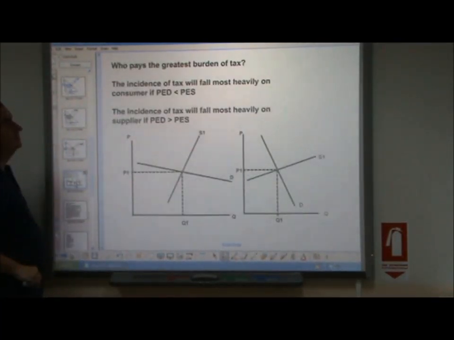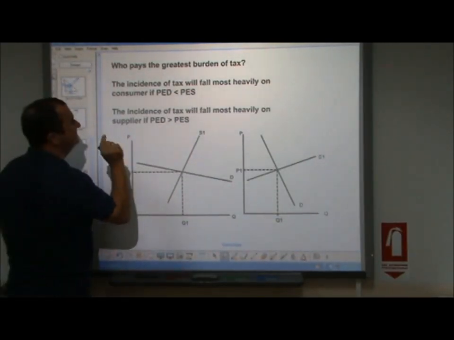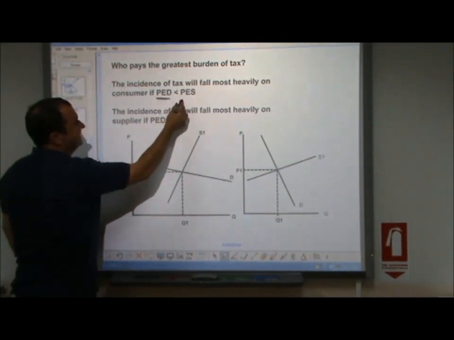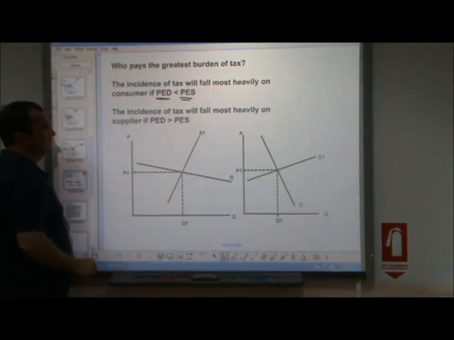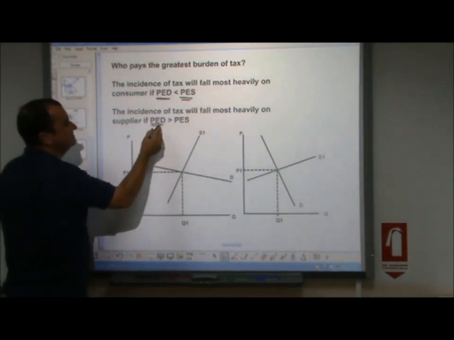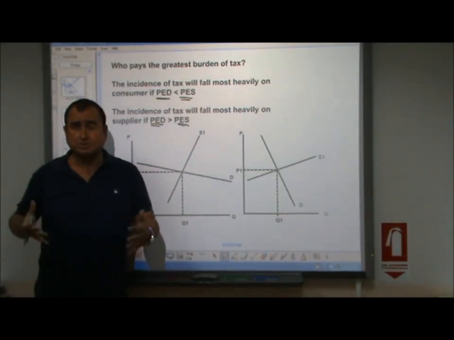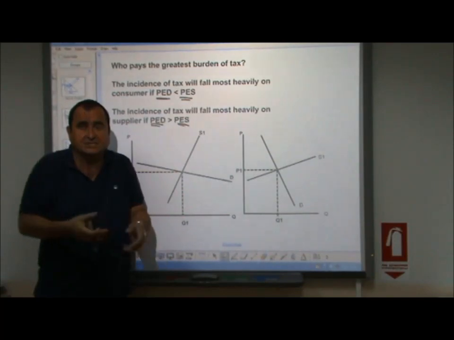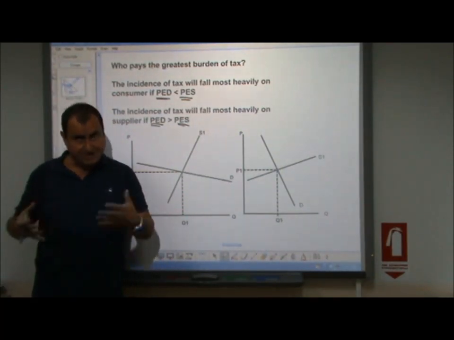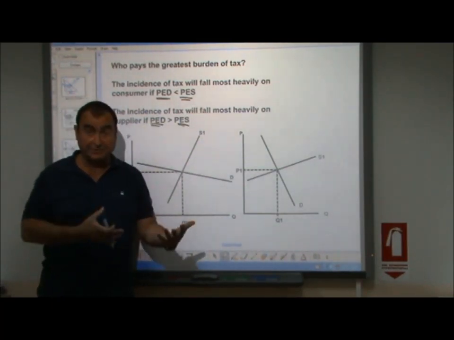Right. So who pays the greatest burden of tax? The incidence of tax will fall most heavily on consumers if the PED, the elasticity of demand, is less than the elasticity of supply. But the incidence of tax falls mostly on the supplier if the elasticity of demand is greater than elasticity of supply. It's kind of like a battle between the two elasticities. The consumer's demand elasticity or the producer's supply elasticity. And whichever elasticity is more elastic, that group pays less tax than the other group.